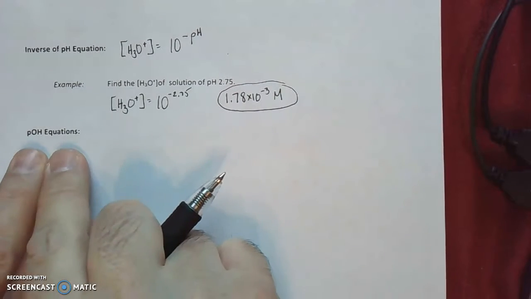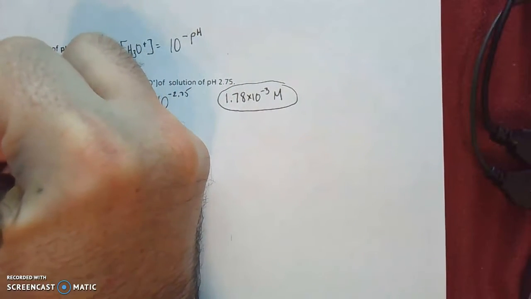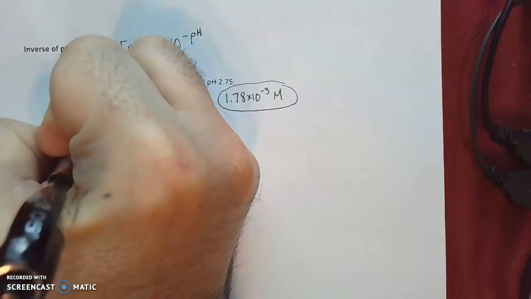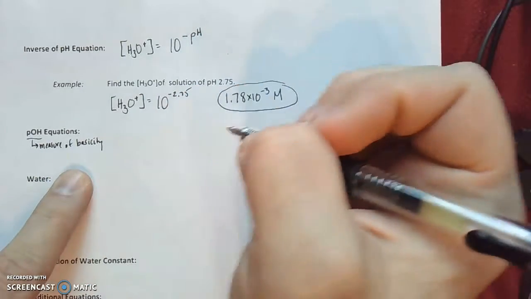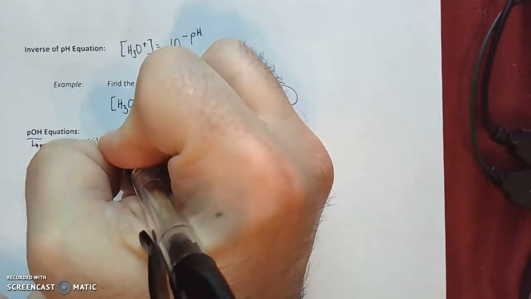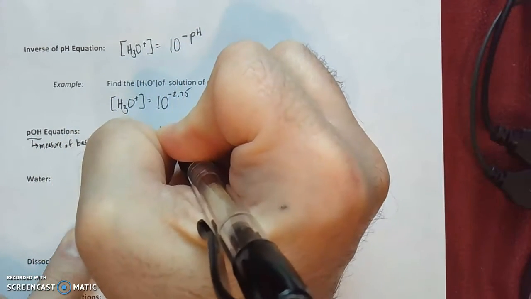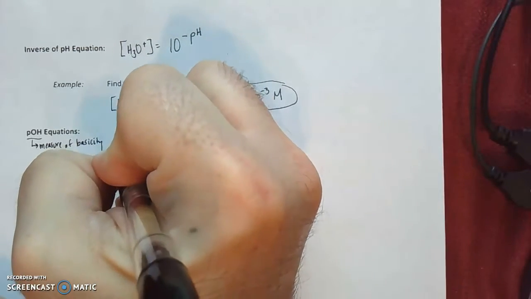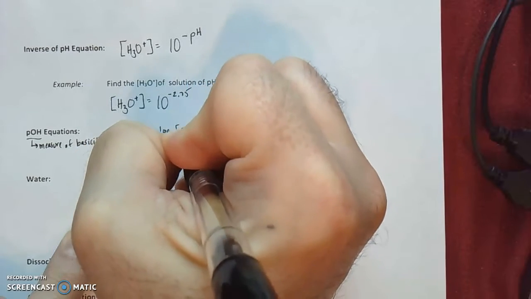We also can calculate something called pOH, and pOH is a measure of basicity. And it's calculated the same way, except we can use the OH minus concentration. So pOH is equal to the negative log of our OH minus concentration, and OH minus is equal to 10 to the negative pOH.